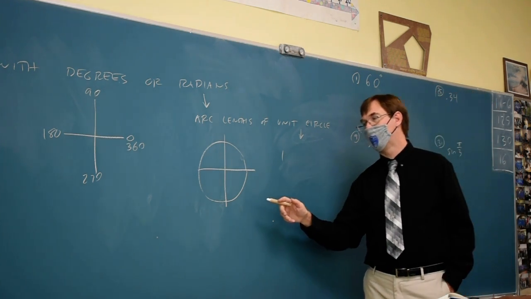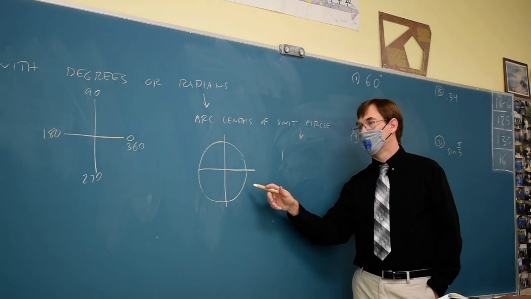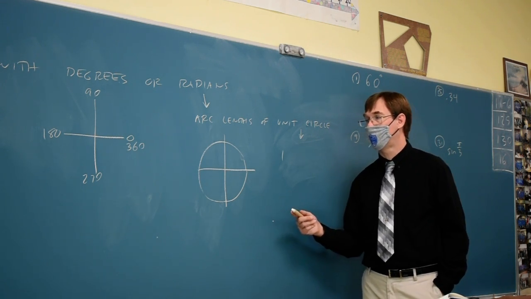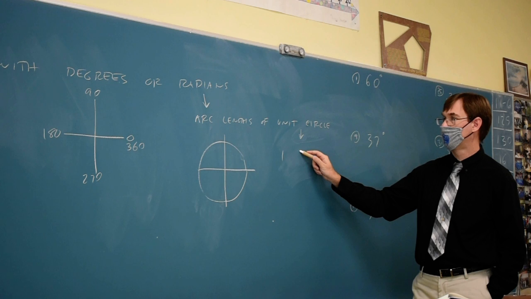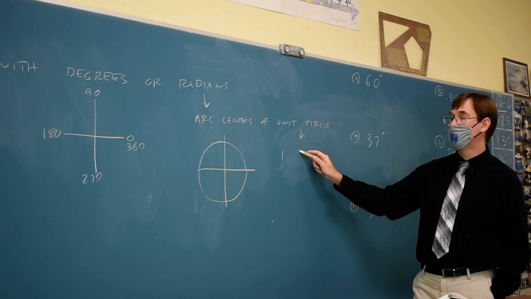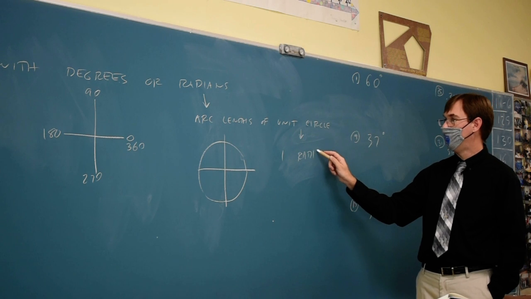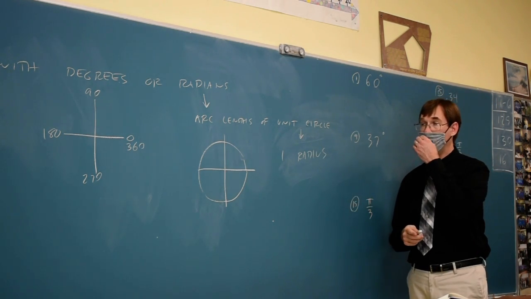What's a general word that's used when you're measuring how big a circle is? What's probably what you're measuring it with? Circumference, could be, but it isn't that. Radius. The radius. A unit circle has a radius of 1.